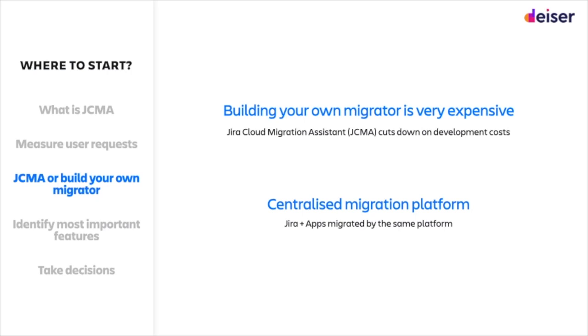When we decided to create a migrator for ProjectTrack, the next step was to do a deeper investigation about the best way to move data from the data center or server to cloud. You can create your own migrator, or you can use the Jira Cloud Migration Assistant. In our case, we finally decided to use the Jira Cloud Migration Assistant because building your own migrator is very expensive. We estimated, I don't remember exactly, it takes 7 months building our own migrator. But also because the Jira Cloud Migration Assistant is a centralized platform that makes the migration process easier for customers and solution partners. So for this, our recommendation is to use the JCMA.